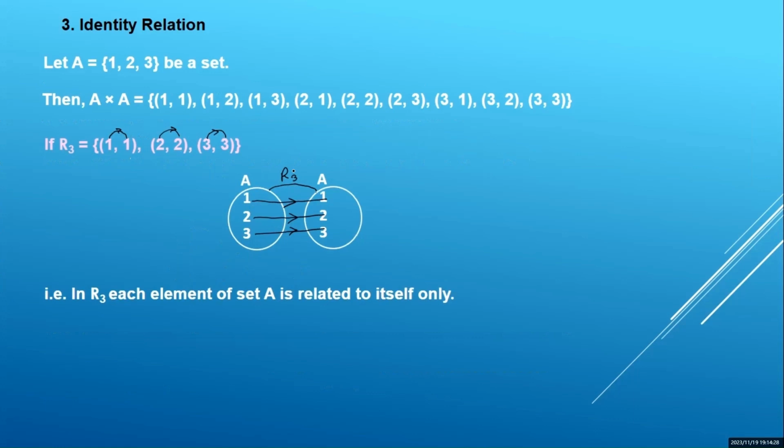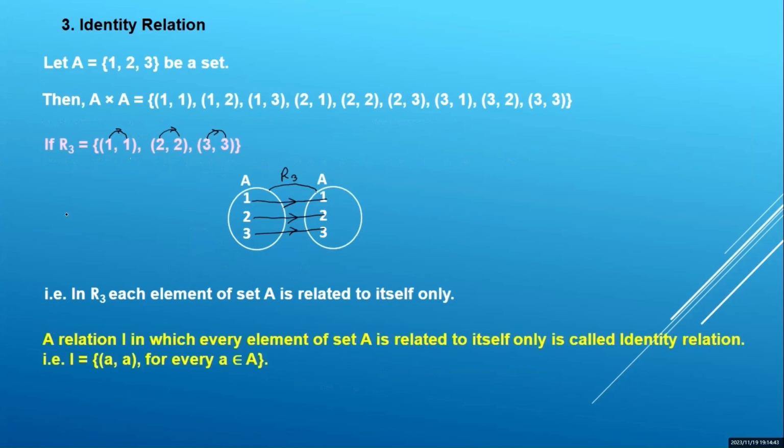Each element of set A is related to itself only. 1 is mapped to 1 only, 2 is mapped to 2 only, 3 is mapped to 3 only. So this type of relation, R3, is called an identity relation. A relation I in which every element of set A is related to itself only is an identity relation. Mathematically we write I = {(a, a) for all a belonging to A}.